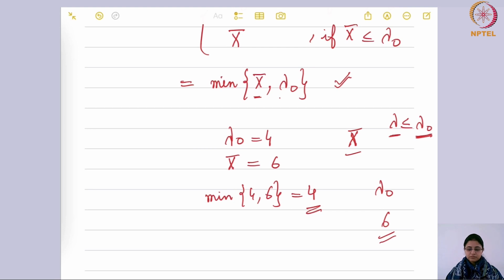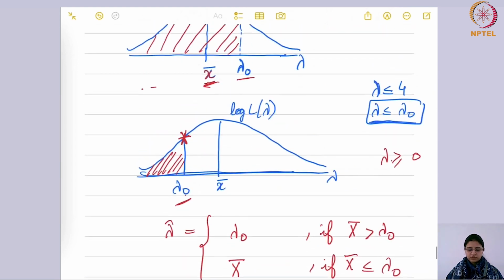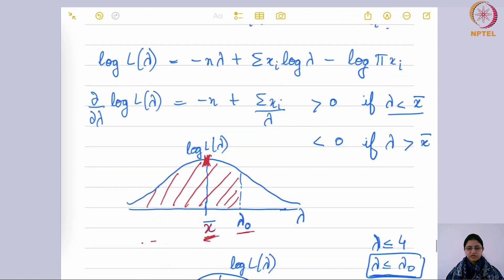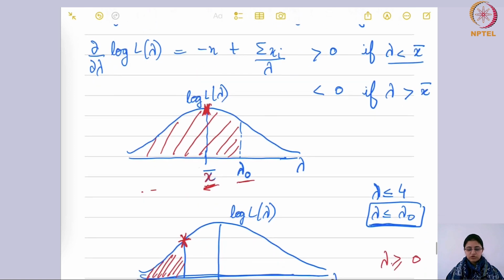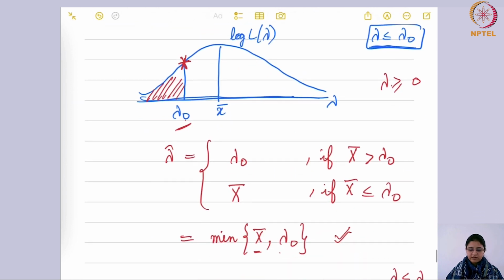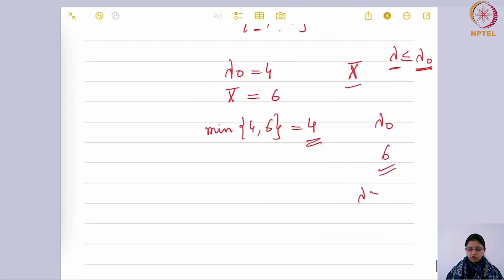So this is about the first situation where you have lambda less than or equal to lambda naught, or 4 as you have written. The other situation can be where lambda is greater than 4. Suppose you want to see lambda greater than 4, then you will move ahead in the same way, make a graph of that, and it would become easy for you to visualize it.